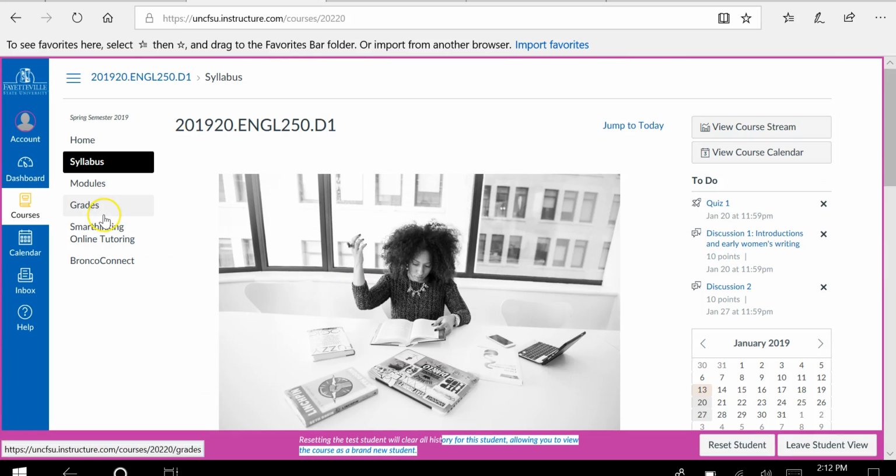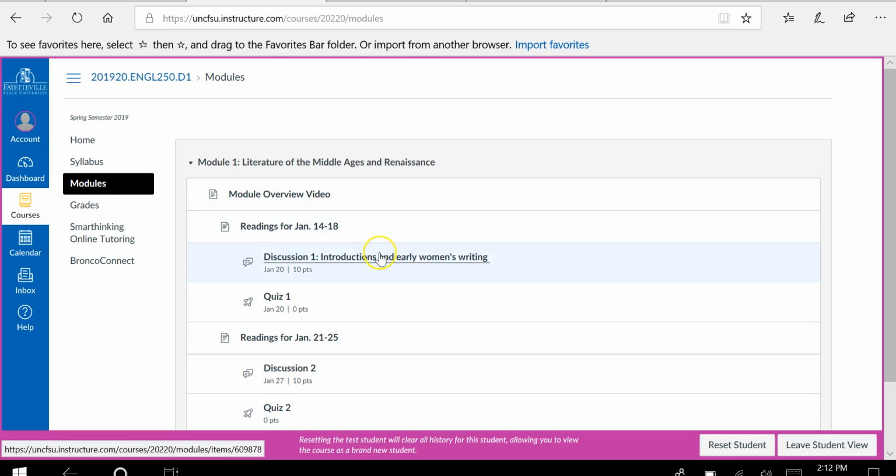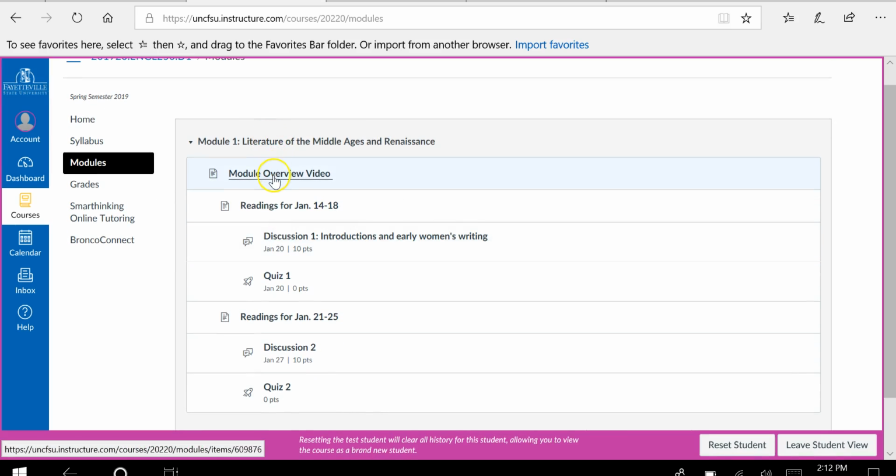And then most importantly, over here in the left-hand column, you have modules. You'll notice that there's no link to assignments or quizzes or those sorts of things. That's because all of that is going to be included in the modules. So to avoid confusion, I've disabled all those functions and you'll just simply go to modules. Okay?